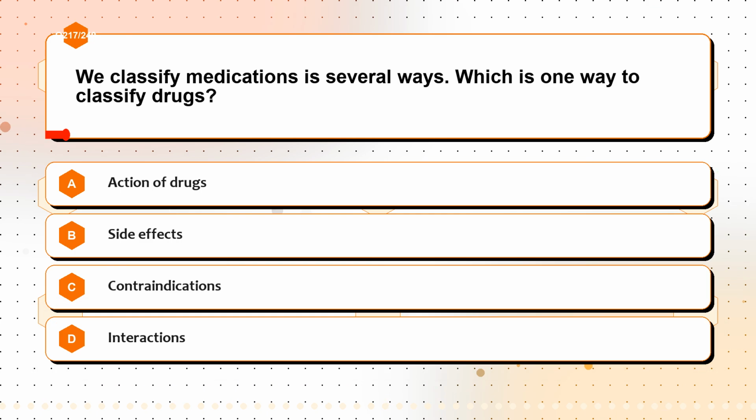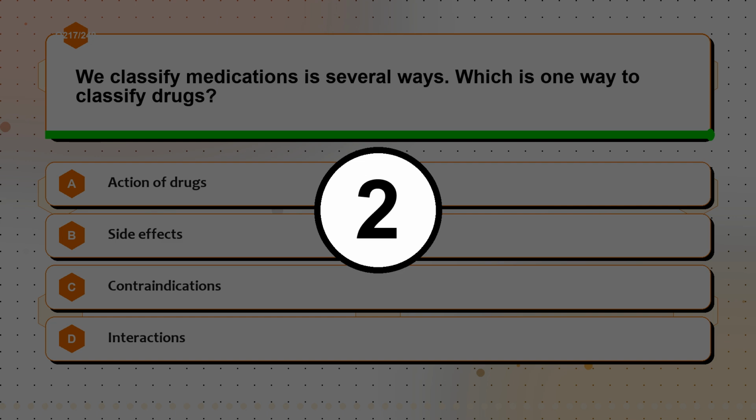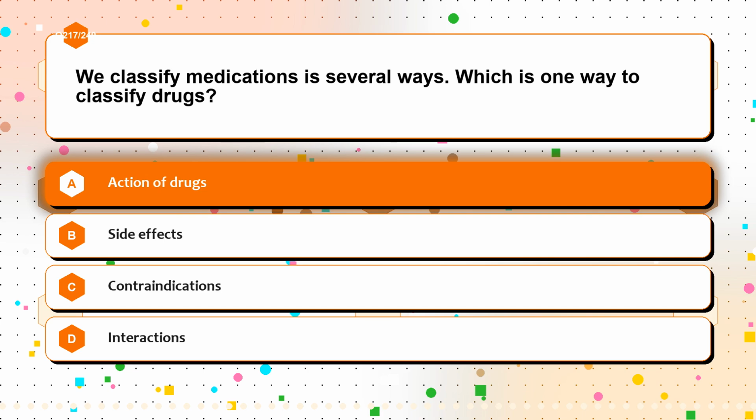Question 217. We classify medications in several ways. Which is one way to classify drugs? Here are the options. Option A, action of drugs. Option B, side effects. Option C, contraindications. Option D, interactions. The correct answer is option A, action of drugs.